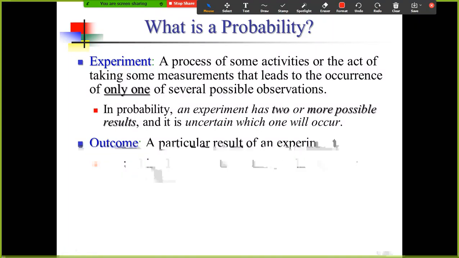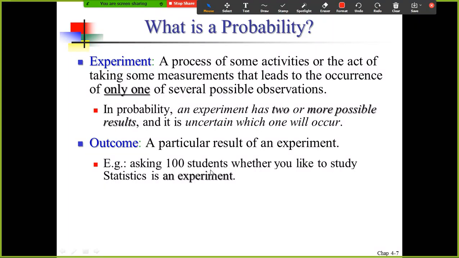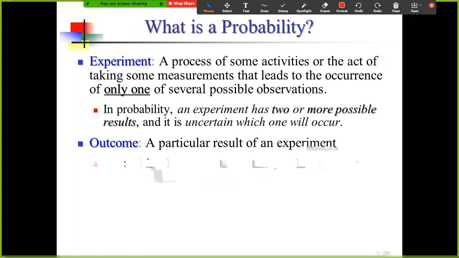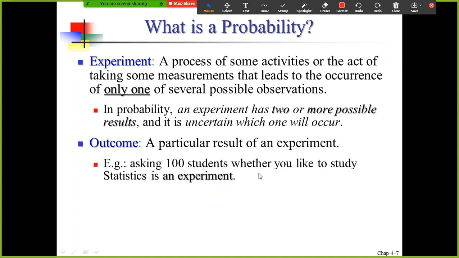For example, asking 100 students whether they like to study statistics is my experiment. Suppose that in this class there are 100 students, and I ask the same question to all 100 students: do you like to study statistics? This is my experiment. How about the result?